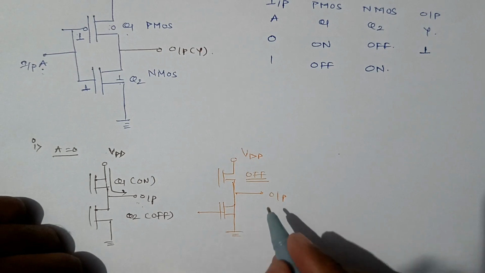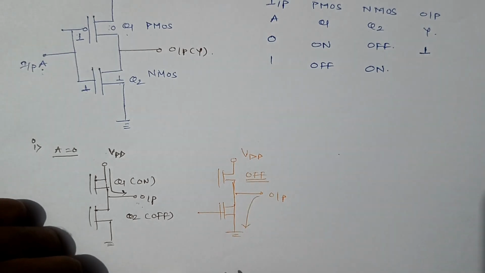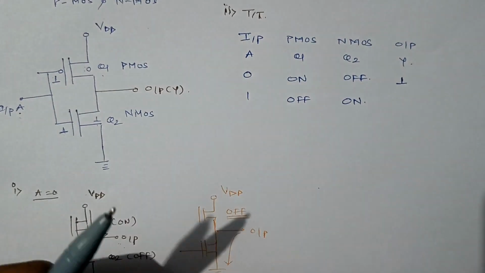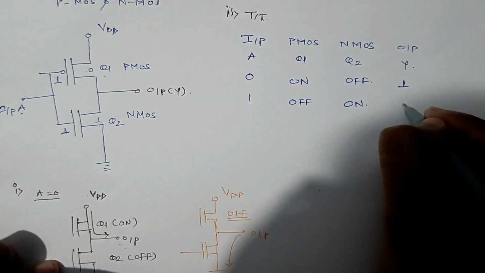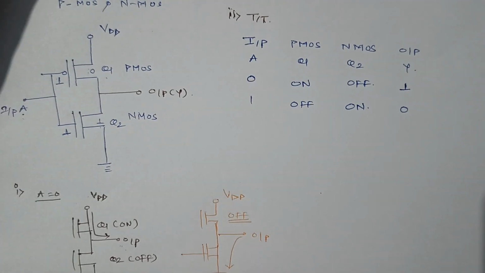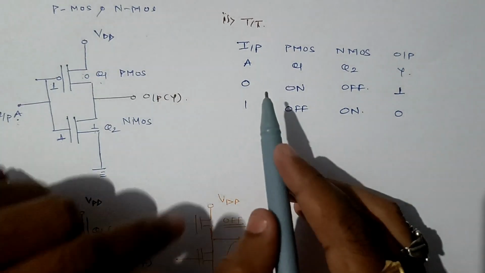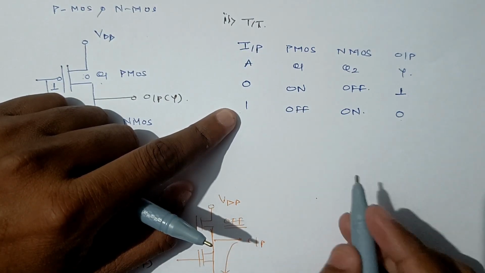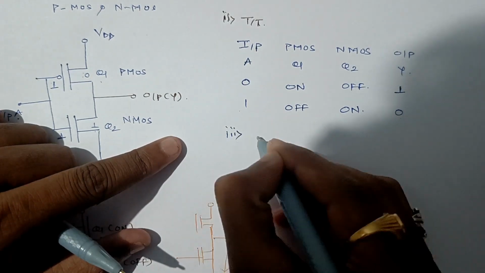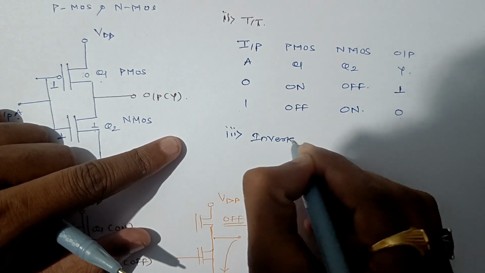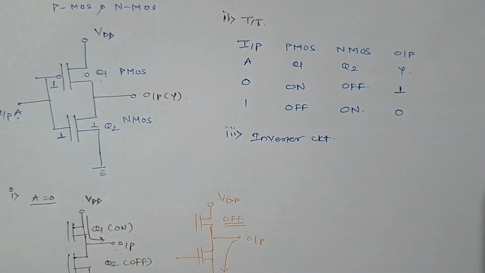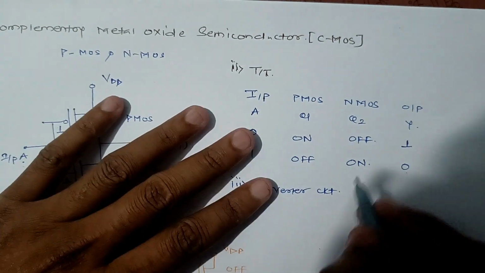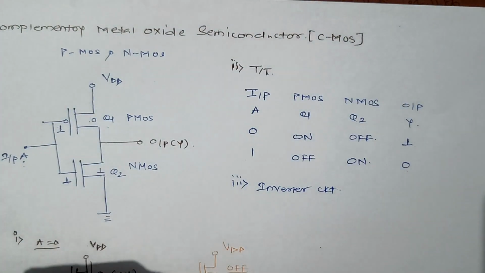So what will happen, so our output will be connected across ground. Now if the output is connected across ground, so we'll get logic 0. Hence when input is 1 logic will be 0. So if we see this carefully, input 0 output 1, input 1 output is 0. So from this we can say it is working as inverter circuit. So finally we can write CMOS as inverter.